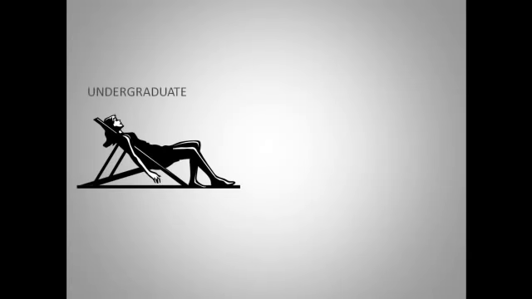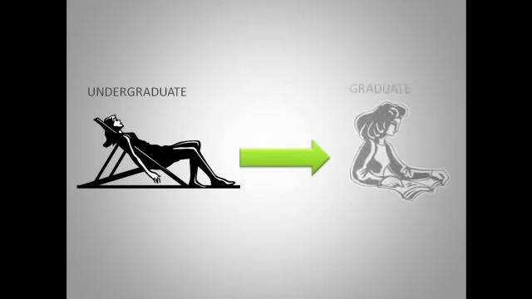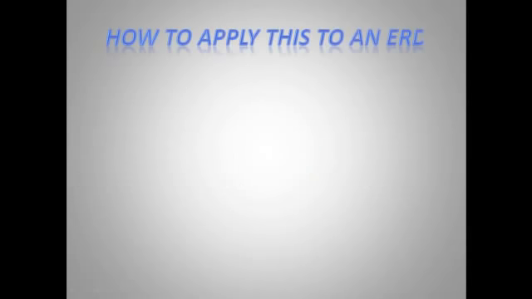At any given time, a student can either be an undergraduate student or a graduate student. They can also be at one time an undergraduate student and then become a graduate student. Depending on the type of student they are, we need to collect specific information that applies only to that type of student. How to apply this to an ERD?